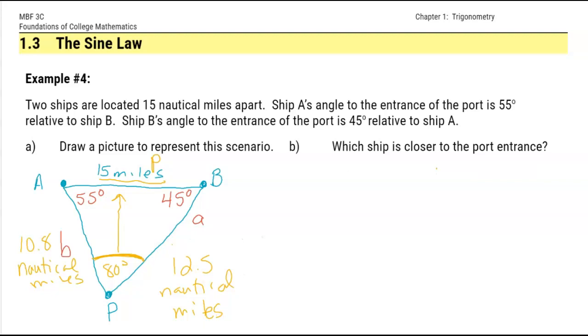Okay, and so let me get going. I'm going to write therefore. Okay, and so let's analyze. The question was, which ship is closer to the port? Well, I know that 10.8 nautical miles is shorter than 12.5 nautical miles. So that tells me that ship A is closer to the port than B. So I'm going to write that out. I'm going to say, therefore, ship A is closer to port. And I'm done. So hopefully that will get you started.